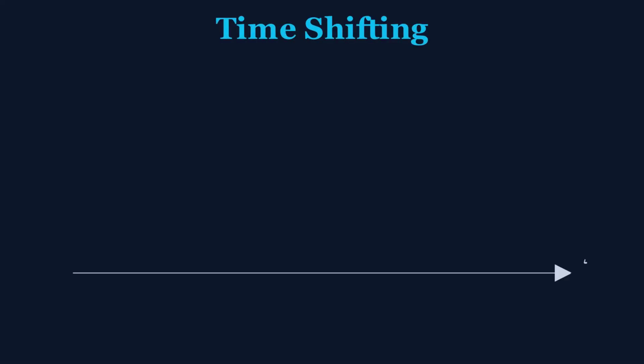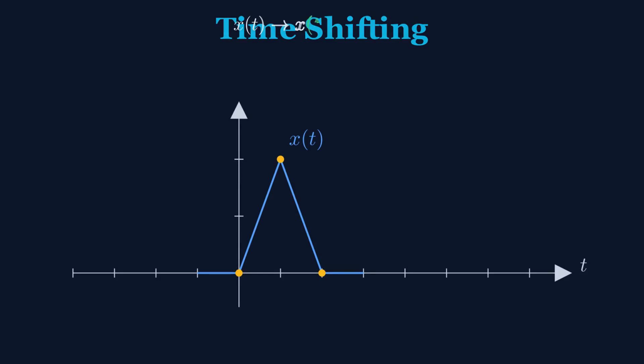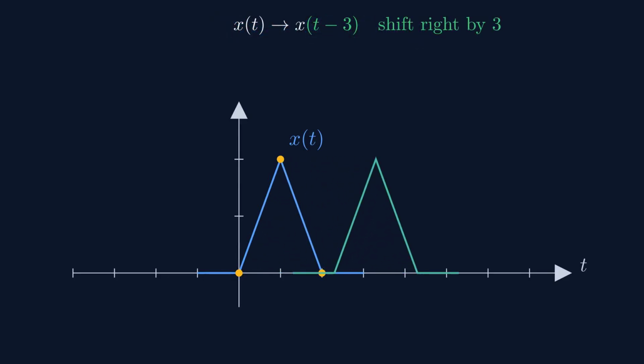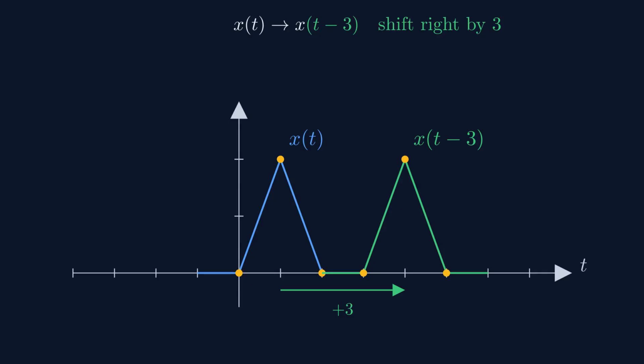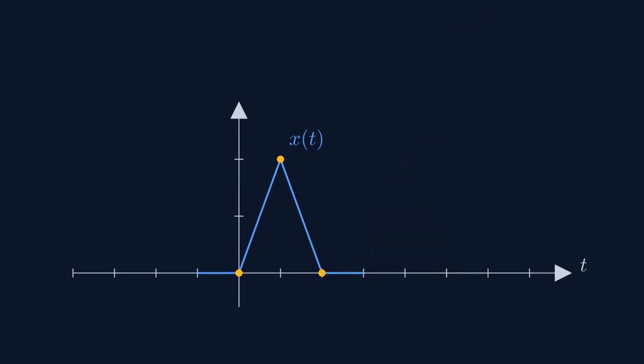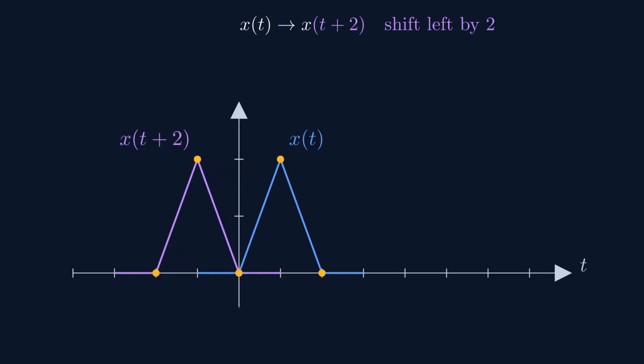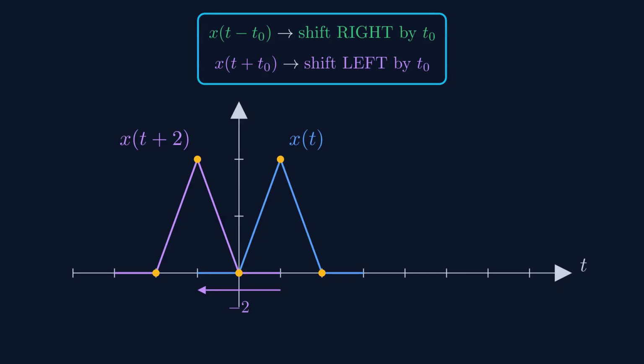Time shifting moves a signal left or right along the time axis. Given a signal x(t), the shifted signal x(t − t0) is obtained by shifting the graph to the right by t0 units. Similarly, x(t + t0) shifts the graph to the left by t0 units. The key rule is replace t with t − t0 to shift right, or t + t0 to shift left. Watch as this triangle signal slides along the time axis.